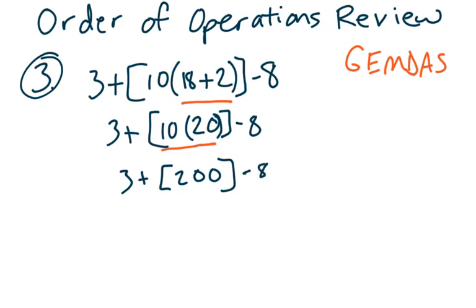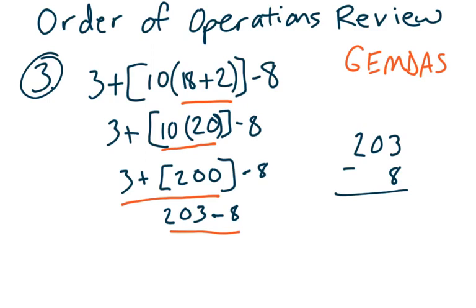Now, there's really nothing left inside that bracket, so we didn't even have to put those brackets there. We could just put 3 plus 200, and that is our next step, as add and subtract left to right. So 3 plus 200, boys and girls, that is 203, and then we just put our minus 8. Of course, that is the last step of the problem. And 203 minus 8, just to kind of show you the work.